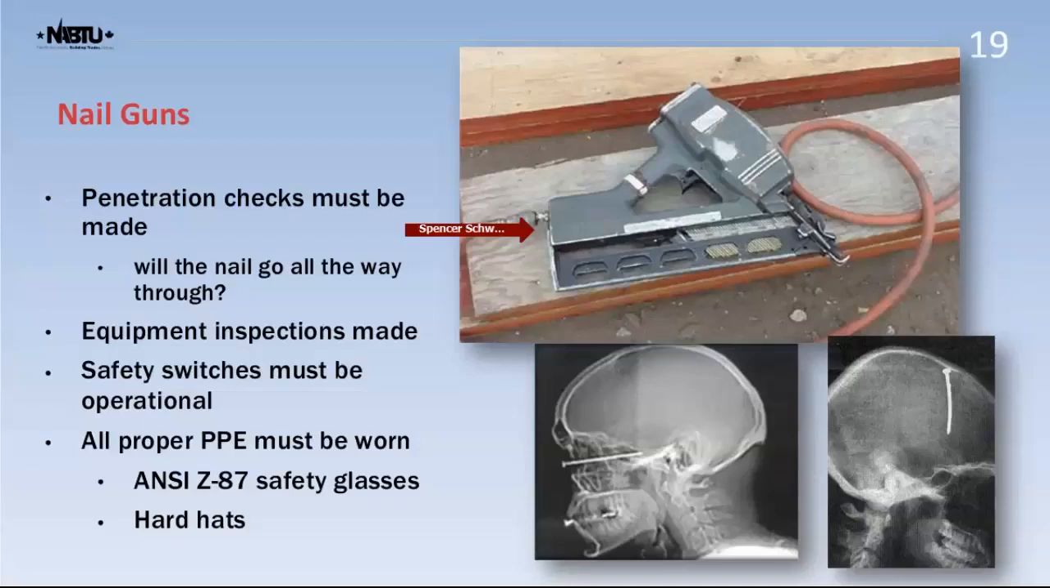Equipment inspections have to be made. Safety switches must be operational. The newer nail guns now, you actually have to compress the nail gun against the surface and push down a secondary button near the trigger before it'll initiate. Very, very good safety stuff to make sure that you're not going to shoot a nail without knowing about it. Again, all proper PPE must be worn. Z87 safety glasses and hard hats.